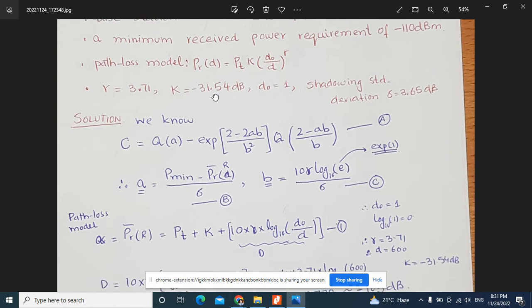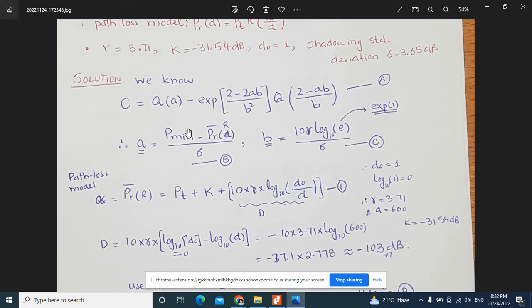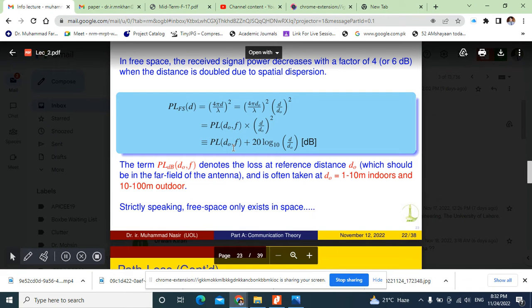We know that the formula of the coverage area is Q(a) plus exponential((2 minus 2ab) divided by b square) times Q((2 minus ab) divided by b), where a is equal to P minimum, which is the minimum threshold value, divided by PR(R). Again, this path loss model is given in this example, so you do not need to use the other path loss model equation here.